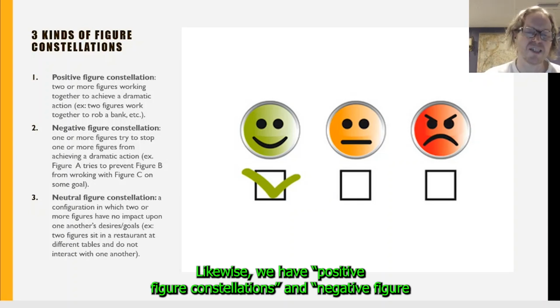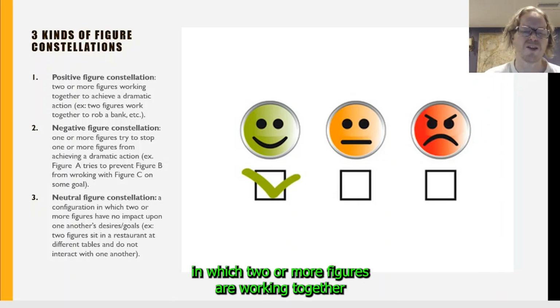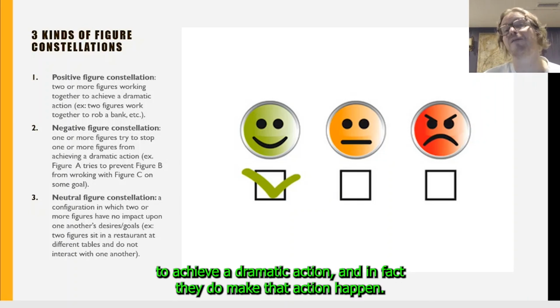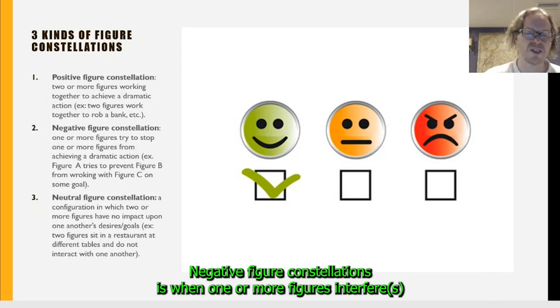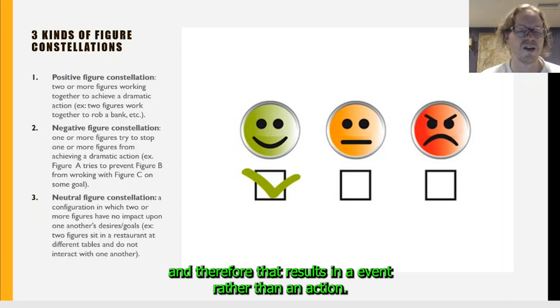Likewise, we have positive figure constellations and negative figure constellations. Positive figure constellations are constellations in which 2 or more figures are working together to achieve a dramatic action, and in fact, they do make that action happen. Negative figure constellations is when 1 or more figures interfere with 1 or more other figures' ability to successfully achieve an action, and therefore that results in an event rather than an action.